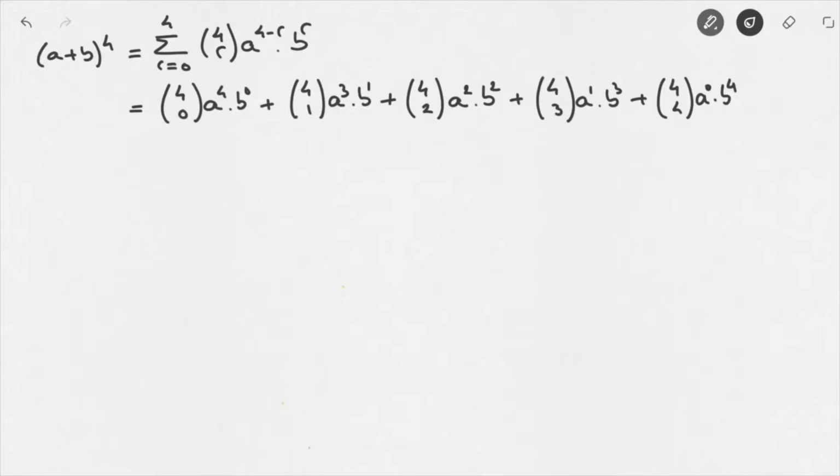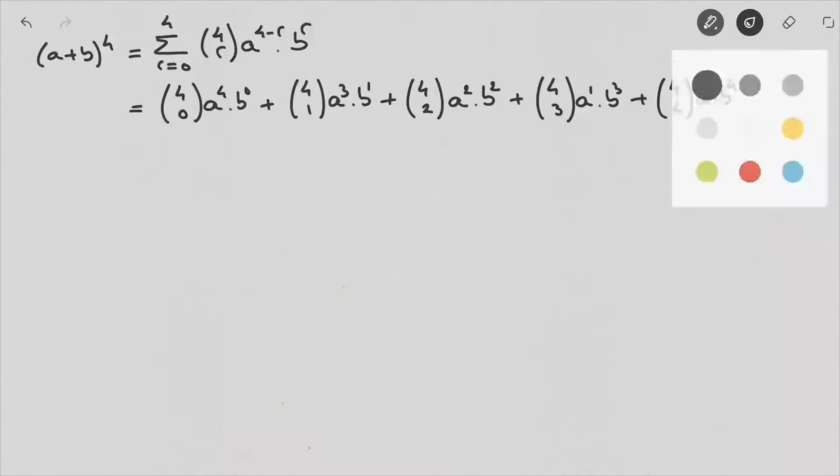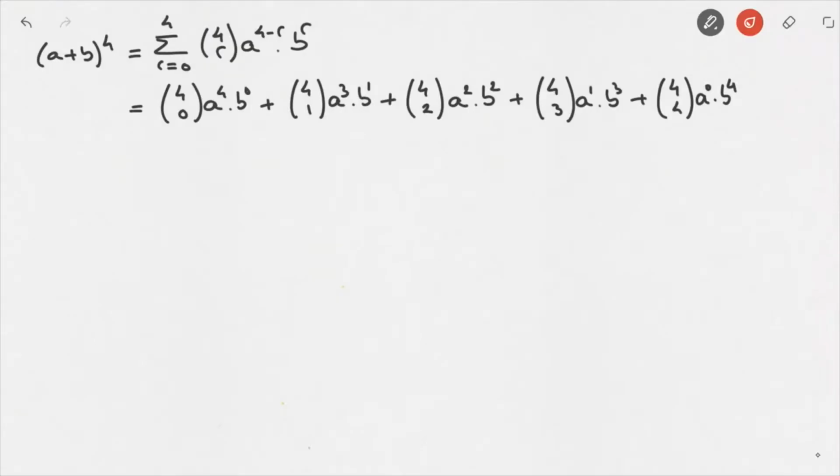Now, what we'll be seeing in this video is how we can get straight from (a + b) to the power of 4 directly to this expansion I've shown here. In other words, it's going to allow us to avoid having to worry about sigma notation and sums. So we'll be able to go straight from the expression to the expansion in one go. Now, let's see how this is done.